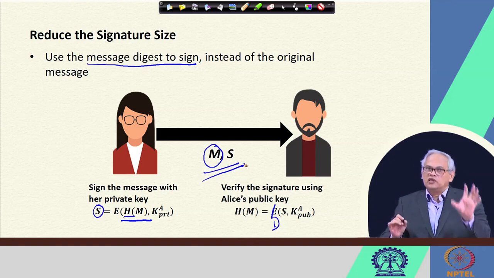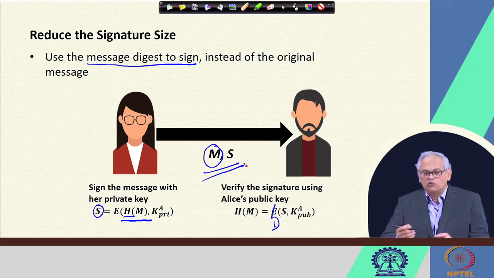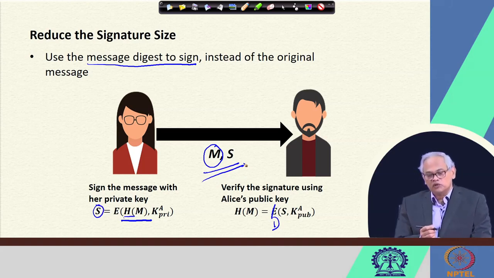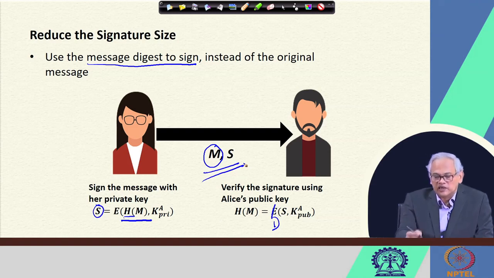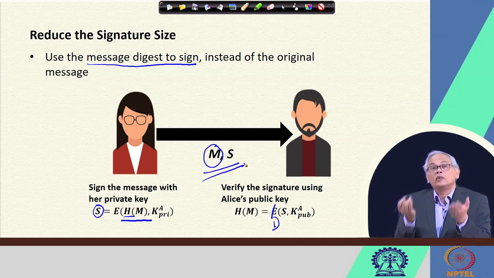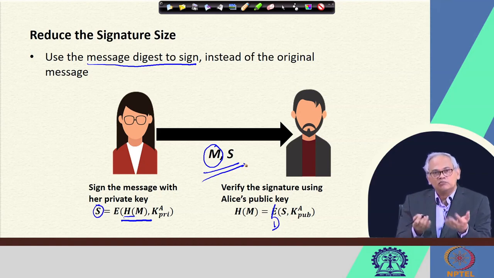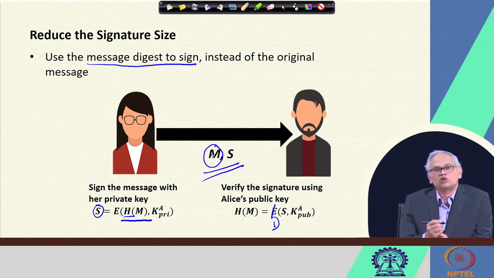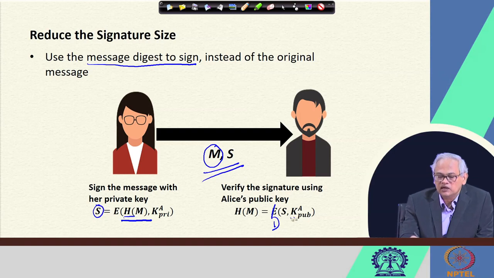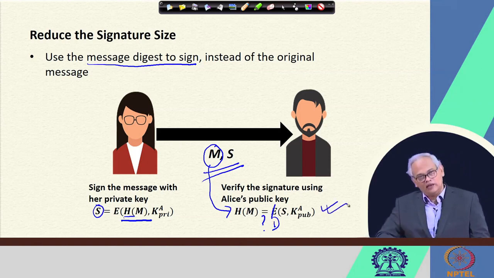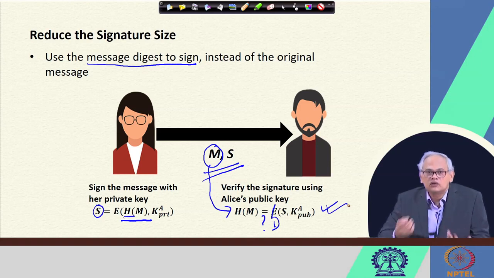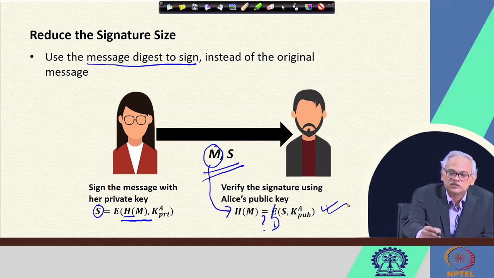Once Bob has received both the m and S, Bob has got the message, but Bob has to verify that it was indeed sent by Alice. So, Bob will do what? Bob will apply the decryption process using Alice's public key on this S, and Bob will get something. Now, does that something match with the hash of the message that was sent? So, for that Bob will apply the same hash on m and check that what he gets here indeed matches with the hash of the m that he obtained. If these two are the same, then it must have been sent by Alice. So, that is how we reduce the signature size by making use of the message digest.